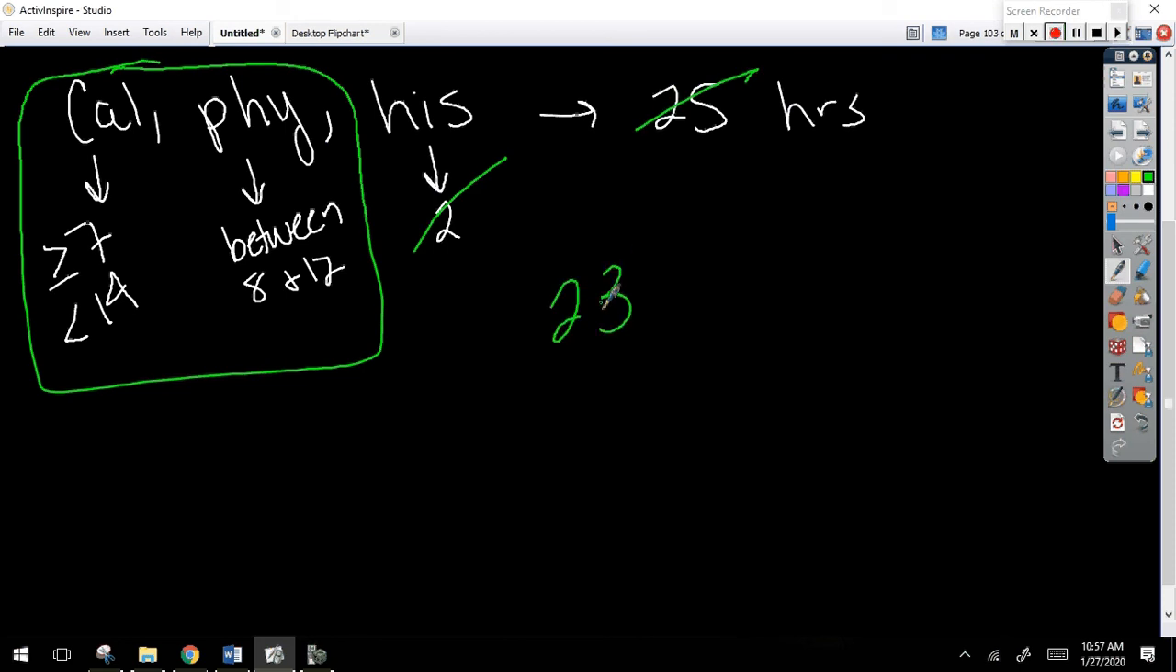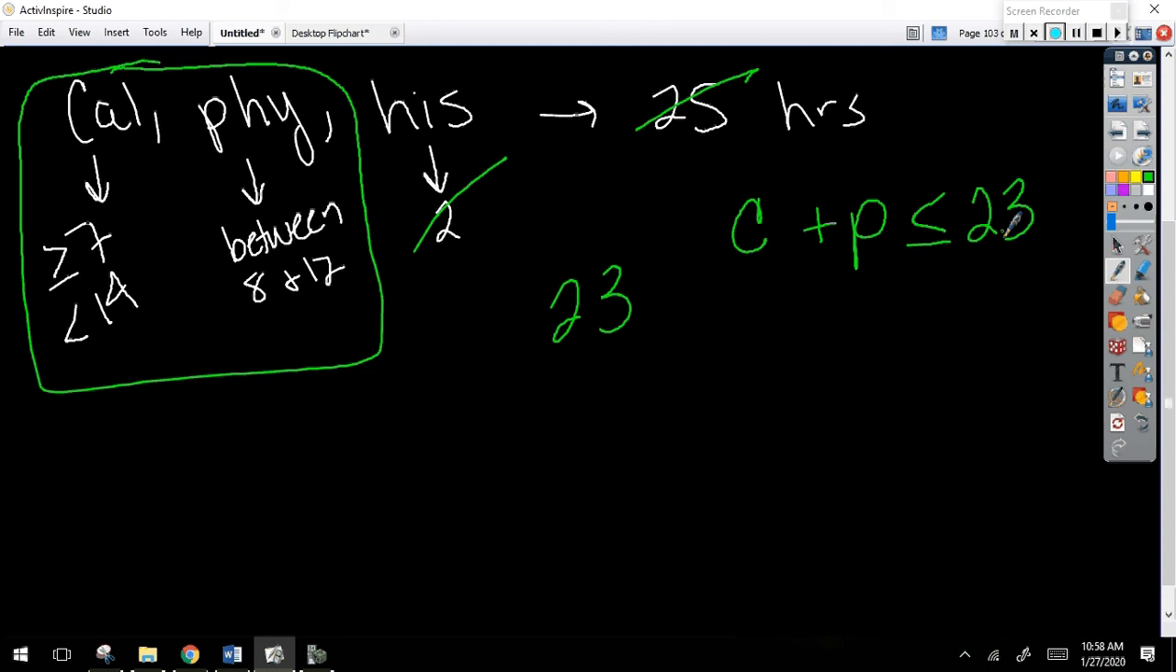Do we all agree with that? And the question is, how many hours does she spend on each? So what are the possible number of hours that she could spend on each one? If I add the number of calculus hours to the number of physics hours, it's got to be 23 or less. She's saying she hopes to spend that much, so it's got to be less than or equal to 23. She can't spend any more than that. Remember, we're talking inequalities here.